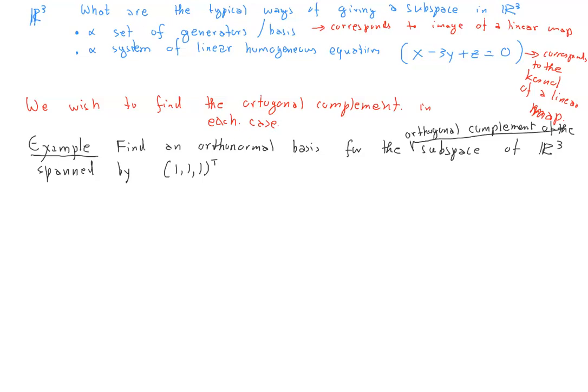Okay, so the first thing that we need to do is define that orthogonal complement. So let U be the subspace spanned by 1, 1, 1. So what does that mean? All multiples of 1, 1, 1.